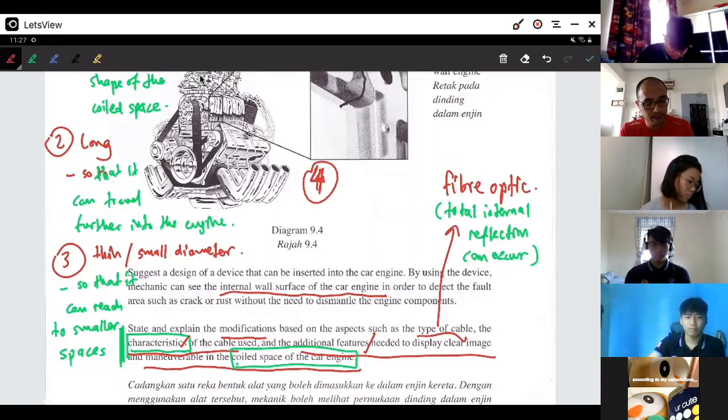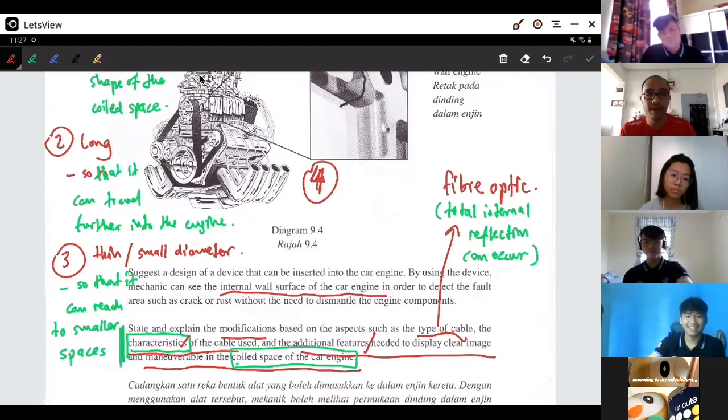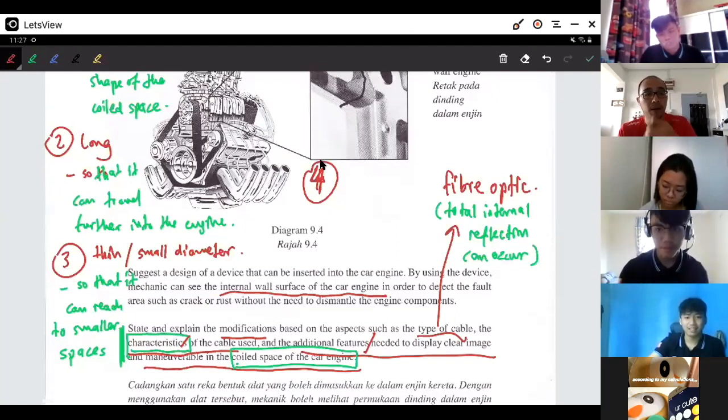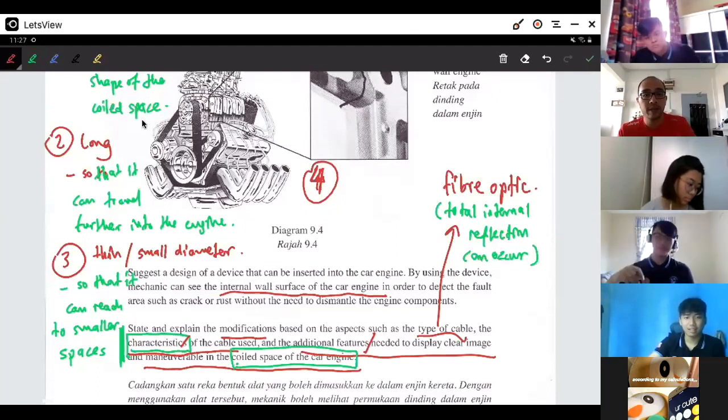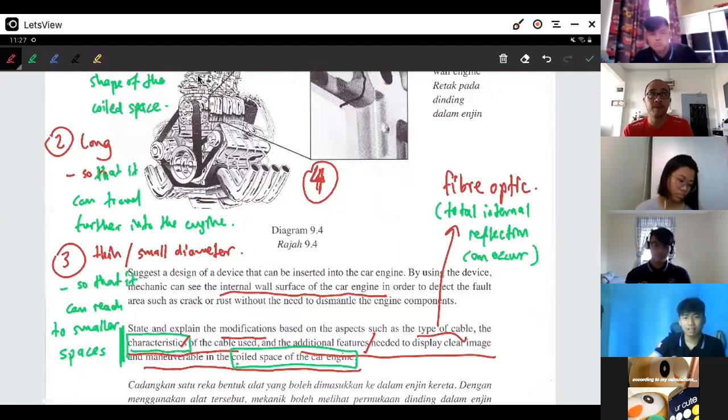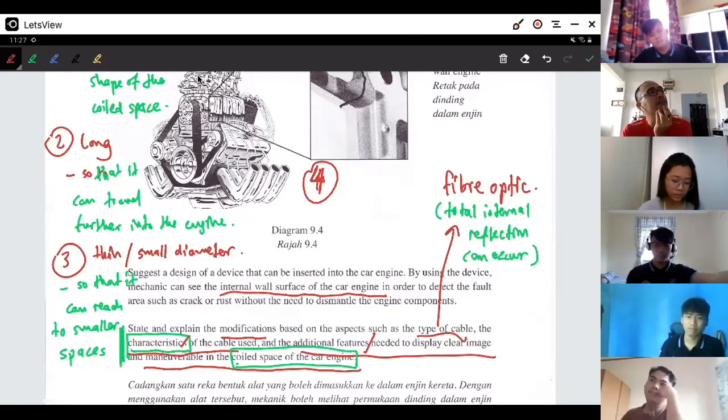Anyone? Magnifying glass, objective lens and eyepiece. I think objective lens and eyepiece is a little bit too much of a stretch lah, but magnifying glass.